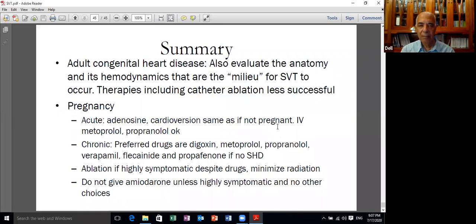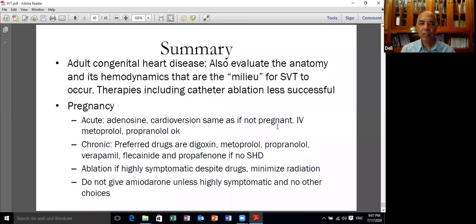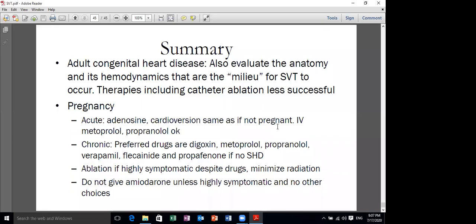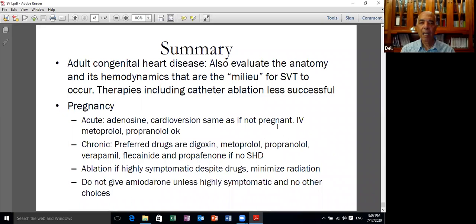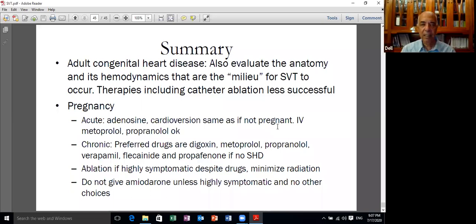ايوه. طيب الفكره هو لو مش شوك، يبقى ادينوزين. طب الادينوزين مش افيلابل في مصر كتير. اذا الادينوزين مش افيلابل في مصر، احنا عندنا الكالسيوم شانل بلوكر اثناء التاكيكارديا لو هو مش شوك.